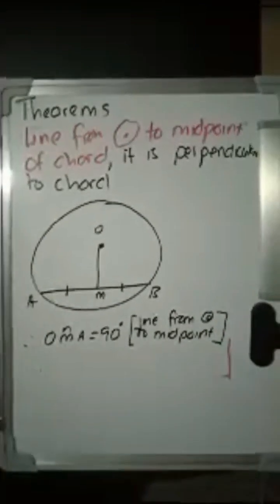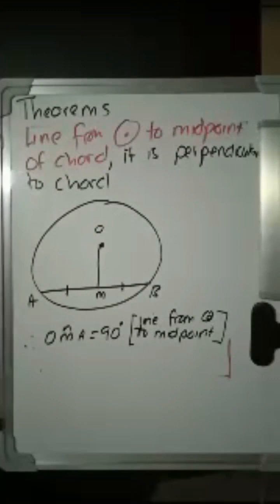Line from center to midpoint. What does it do? It is perpendicular to the chord. Perpendicular means they meet at 90 degrees. Okay? So that is the first two. Those are the first two, and we can actually use them.